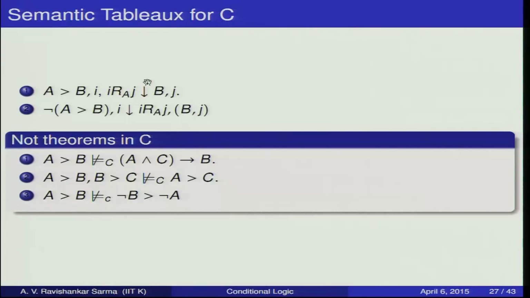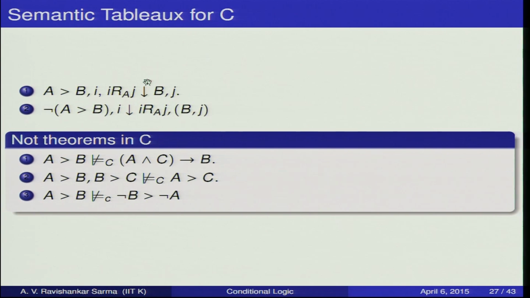Just like that, even in conditional logics, we begin with the minimal conditional logical system C, and then we impose some restrictions on the accessibility relation RA. Then we move on to C plus, and both C and C plus have a clear-cut semantic tableaux method for showing the validity of a given formula.